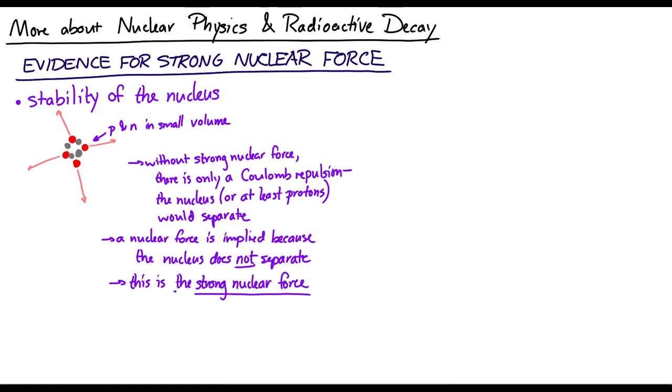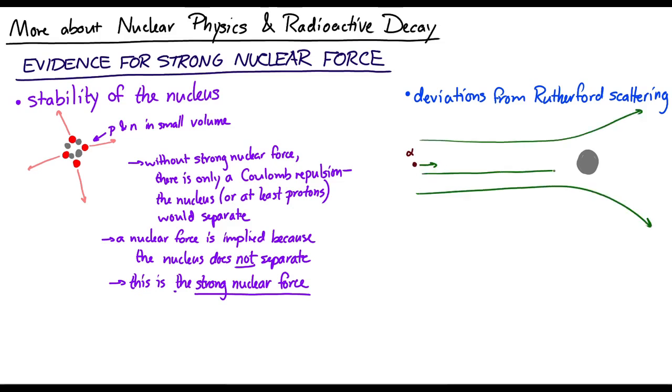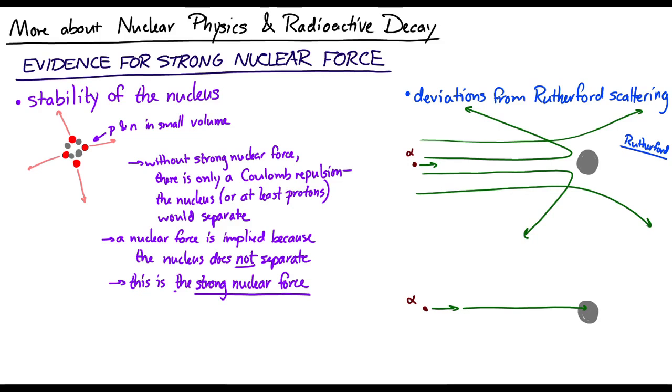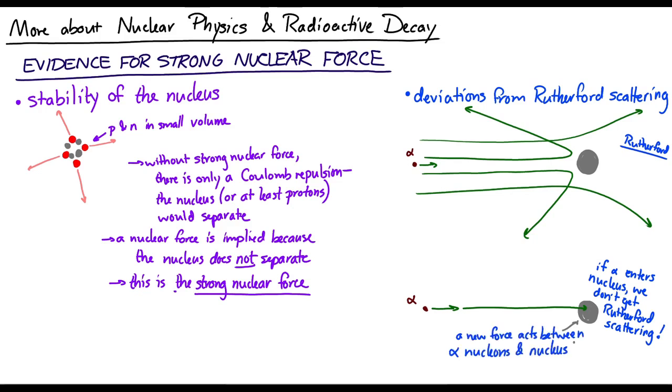Another piece of evidence to indicate that the strong nuclear force exists is deviations from Rutherford scattering. So when we thought about that, remember, if you send in an alpha particle towards a nucleus, it will experience Rutherford scattering as long as it doesn't enter the nucleus. However, if the alpha does enter the nucleus, then we no longer get anything resembling Rutherford scattering, which means that some kind of new force is present between the nucleons in the alpha particle and the nucleons in the nucleus, and this new force is the strong force.